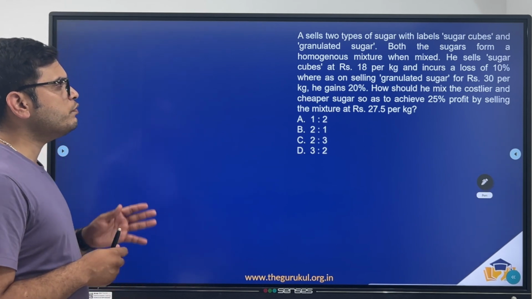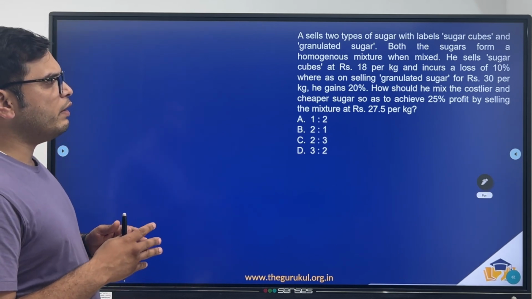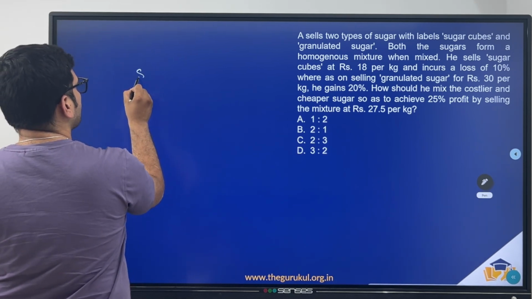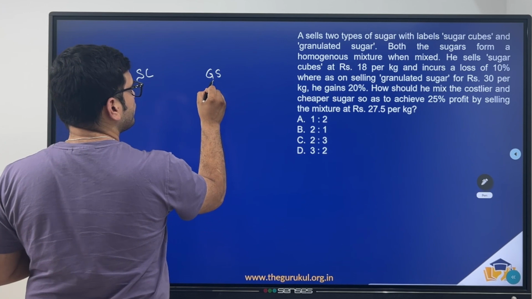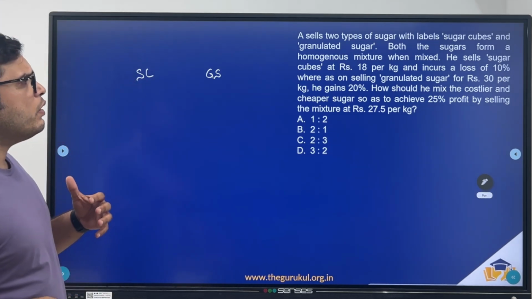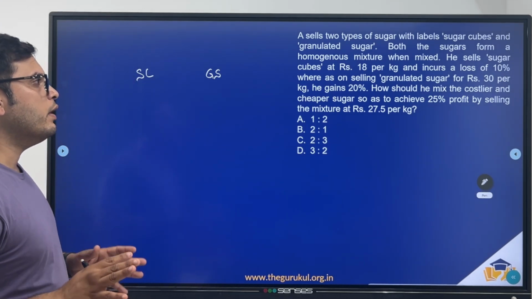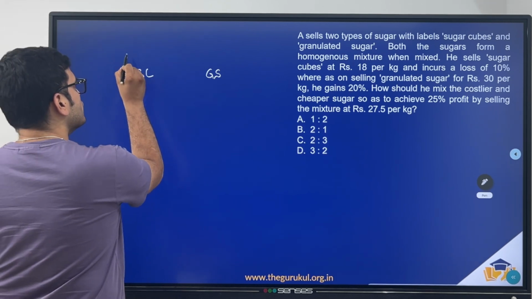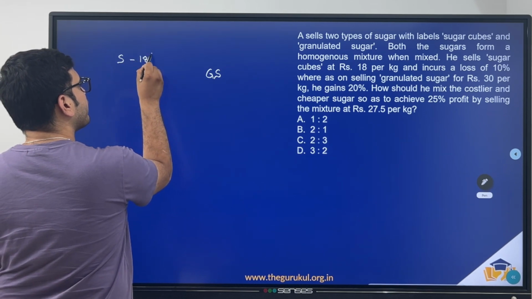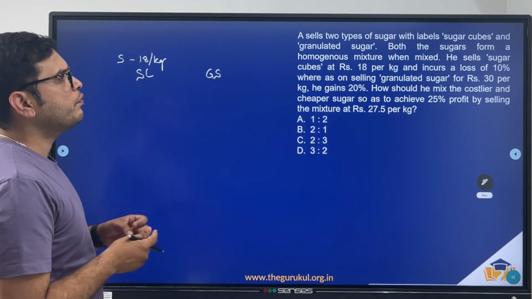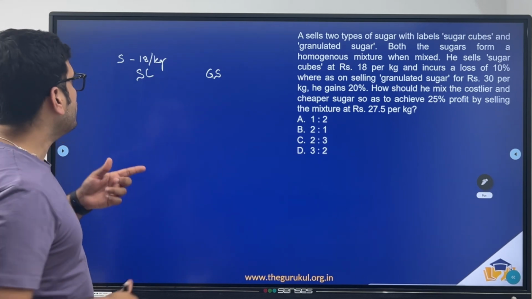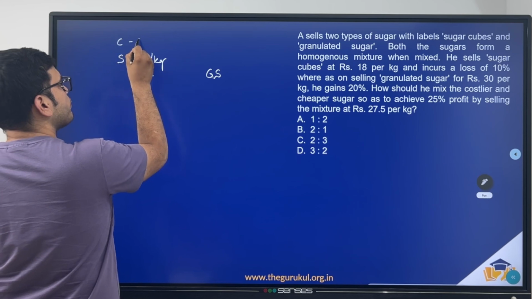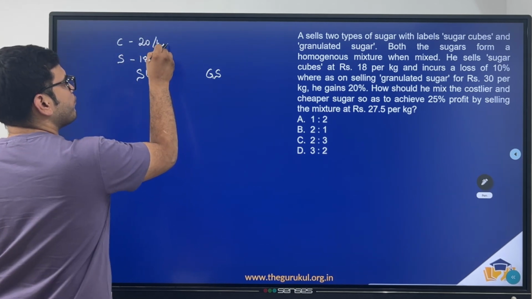Now coming to the first question. A sells 2 types of sugar with labels sugar cubes and granulated sugar. Both the sugars form a homogeneous mixture when mixed. He sells sugar cubes at rupees 18 per kg, so selling price is rupees 18 per kg, and incurs a loss of 10%. So the cost price would be 20 per kg.